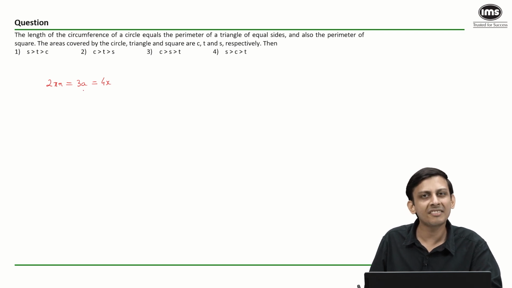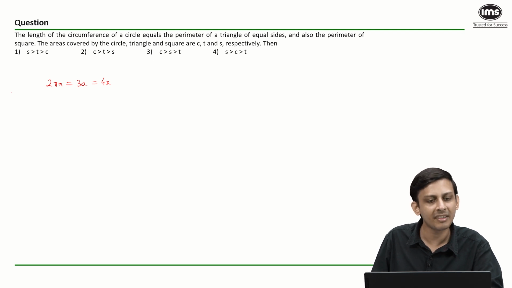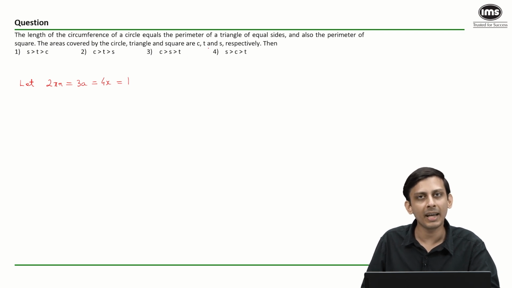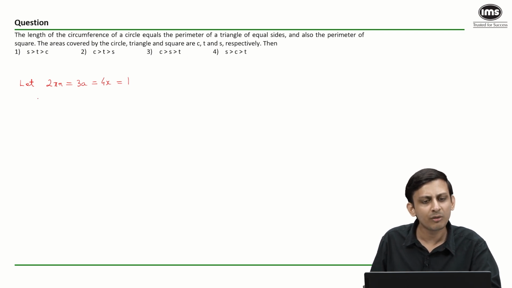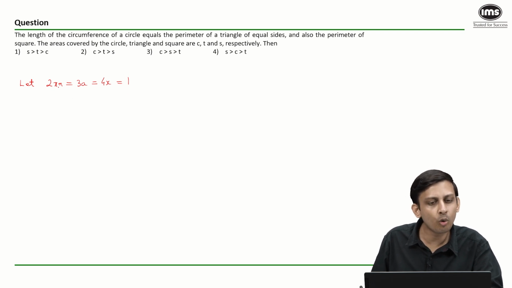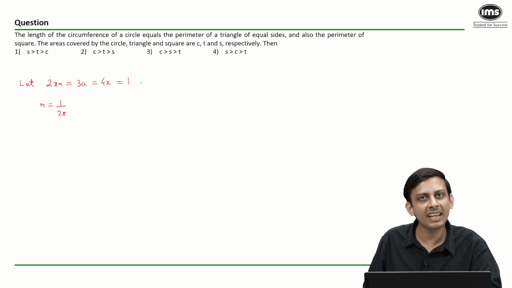So to make it simple to find the relationship between the areas of the different figures, let's assume all of these to be equal to 1. Because ultimately we just have to compare. We cannot find any actual value. So let us assume all of these equal values to be equal to 1. So if 2 pi r is equal to 1, we will get that r is equal to 1 by 2 pi. Similarly, if 3a is equal to 1, we will get that a is equal to 1 by 3. 4x is 1, so x will be equal to 1 by 4.